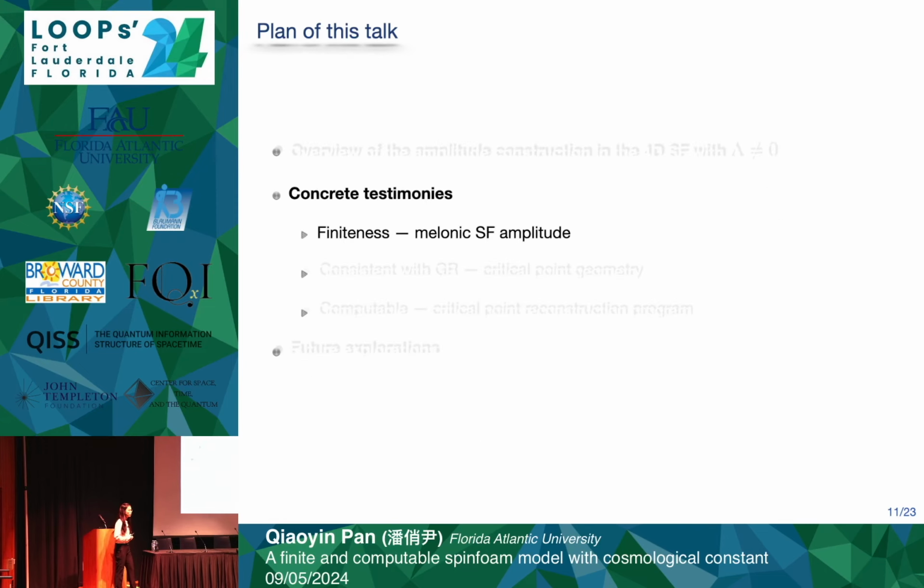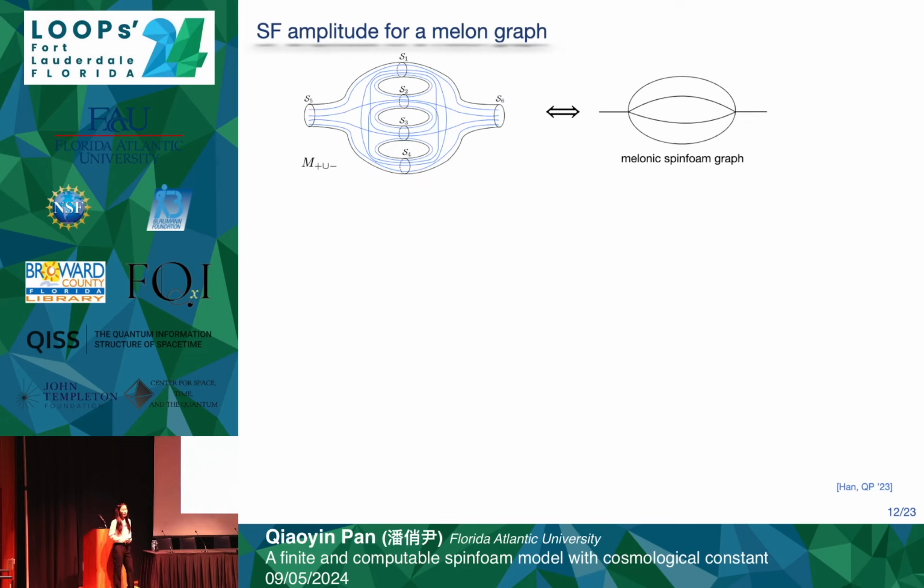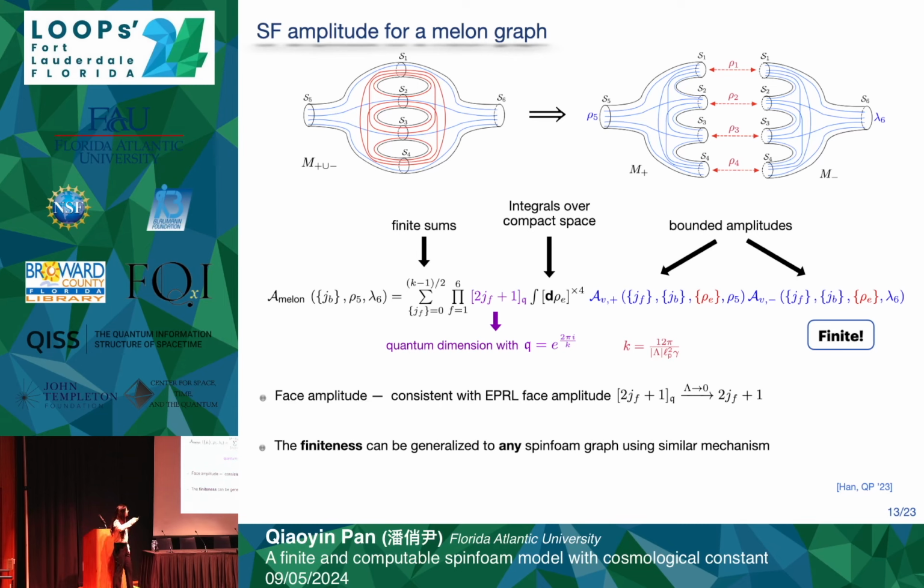So after a review, I want to show the concrete testimony for the finiteness and how this finiteness can be extended to a complex, not just for a simplex. The example I want to show is this melonic Spinfoam graph. And this left figure is the three manifold that corresponds to this Spinfoam graph. Again, each blue line here represents an annulus. We can see that this figure can be split into two, and each of them is a three manifold that corresponds to a vertex amplitude. And then we glue the four spheres one to four together. And this means the amplitude of this melonic graph can be written in terms of two vertex amplitudes. And then the coherent state labels of the glued four spheres are shared.